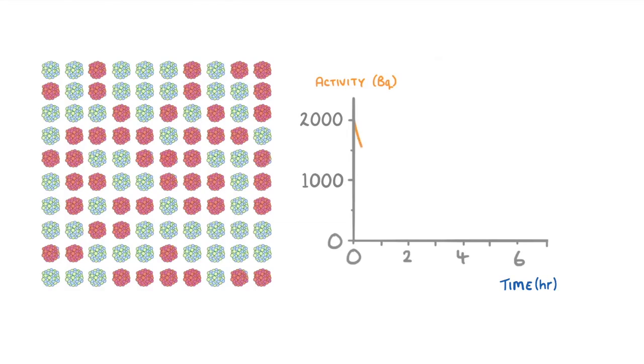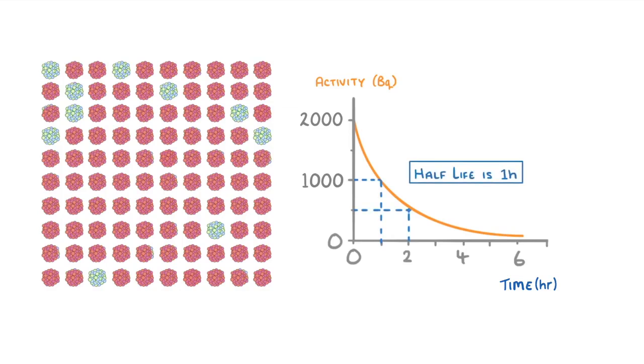If we had a different radioactive sample though, like this one, we can see that it's decaying much more quickly. This means that it started with a much higher activity, as we can see on our graph, and also that it will decline much more rapidly, and so has a much shorter half-life, this time of 1 hour.